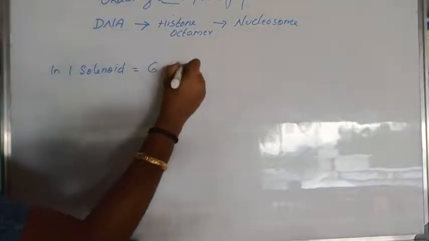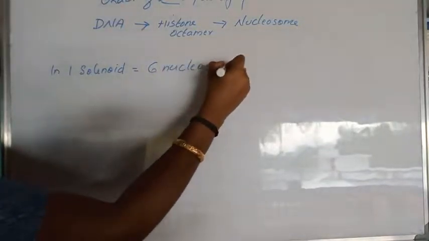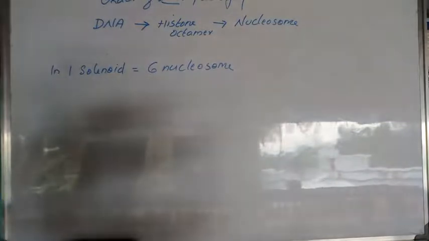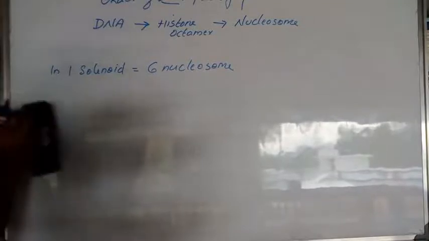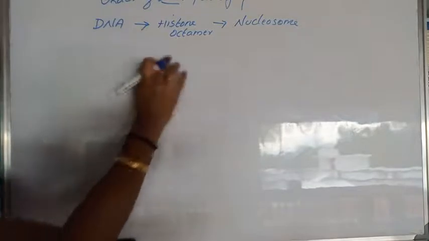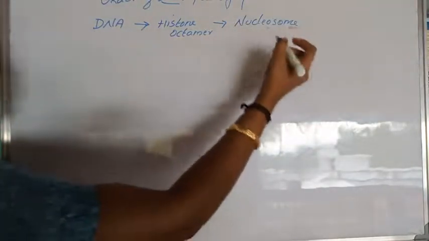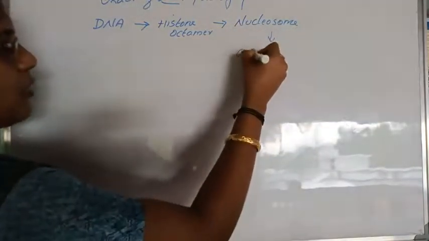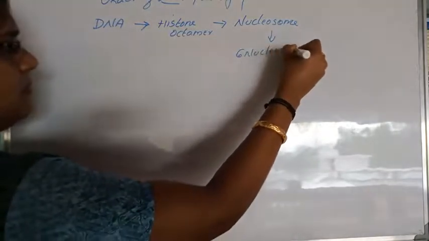Okay, I forgot to tell one thing. In one solenoid, 6 nucleosomes will be there. So DNA is twisted around the histone octamer, that structure is called a nucleosome, and 6 nucleosomes combine together to form a solenoid.